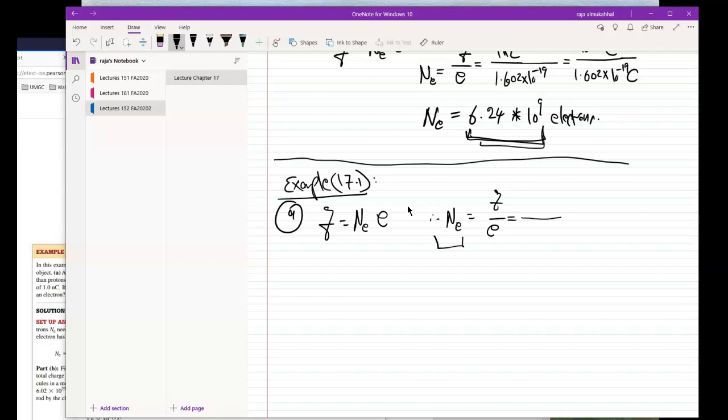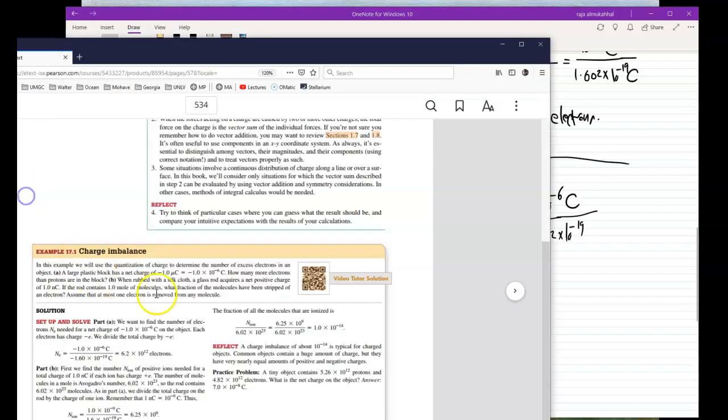Okay, so the fundamental charge is 1.602 times 10 to the -19. And then the charge that is given to us is 1 micro, which is 10 to the -6 coulomb, correct? And that's it. Now, if you insist on putting the minus, that's okay. Remember, in the problem, he said it's a minus sign right there.